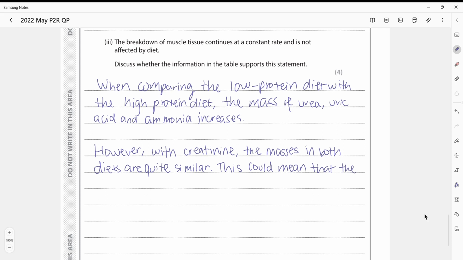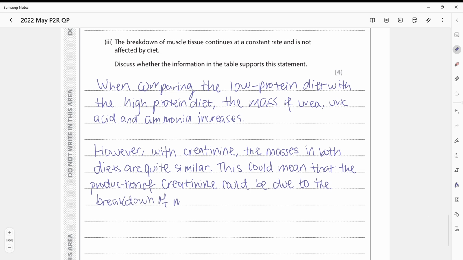The reduction of creatinine could be due to the breakdown of muscle tissue.